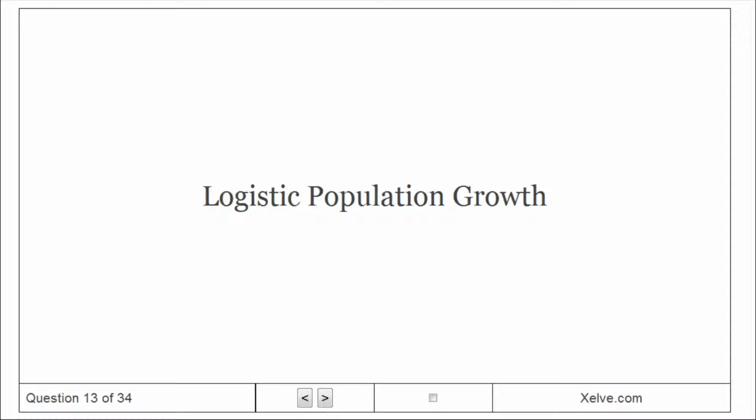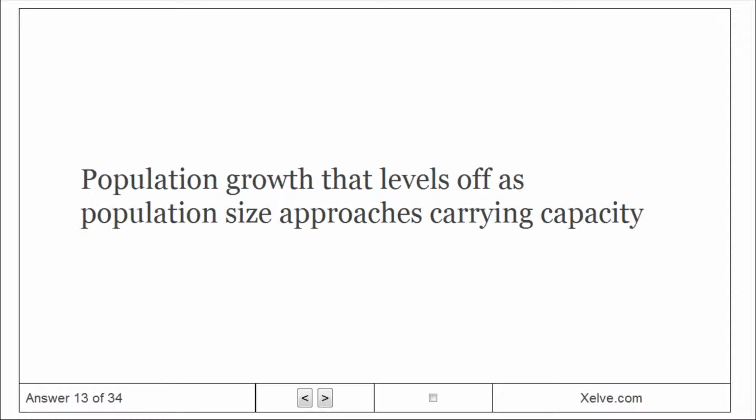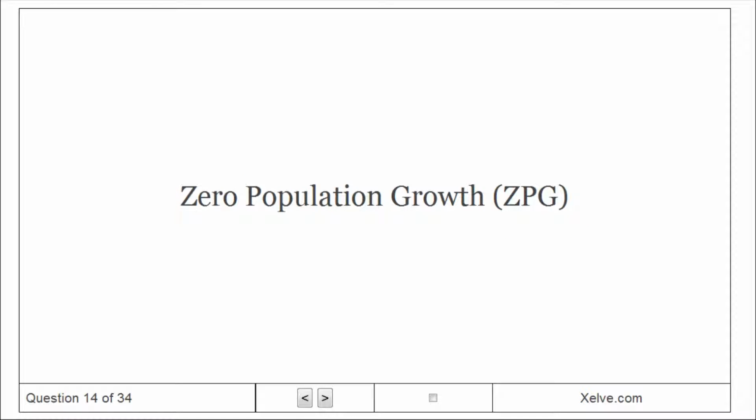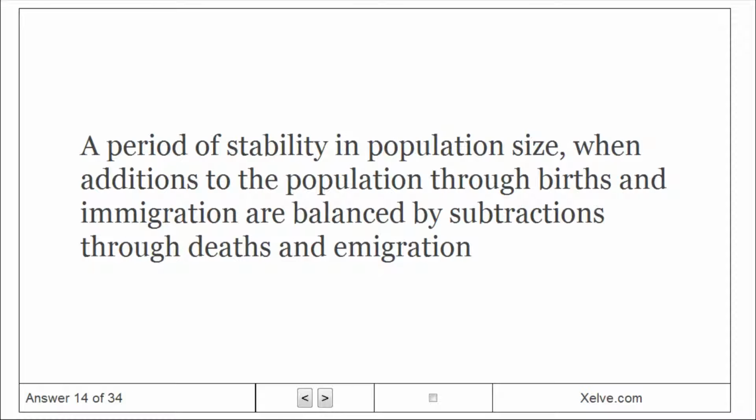Logistic population growth. Population growth that levels off as population size approaches carrying capacity. Zero population growth. A period of stability in population size, when additions to the population through births and immigration are balanced by subtractions through deaths and emigration.